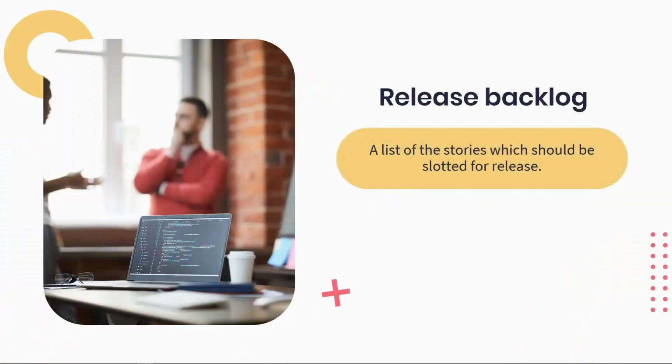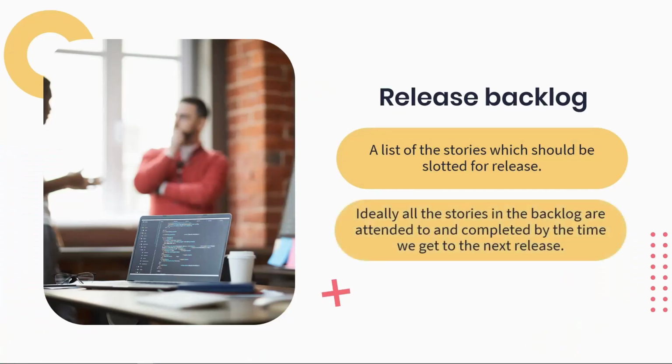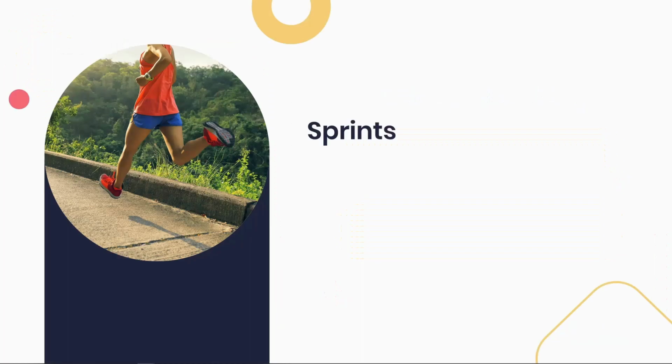Release backlog, a list of the stories which should be slotted for release. By release, we mean the period in which an iteration is completed. The idea is that all the stories in the backlog are attended to and completed by the time we get to the next release. Sprints, where the actual work in the release backlogs is done.